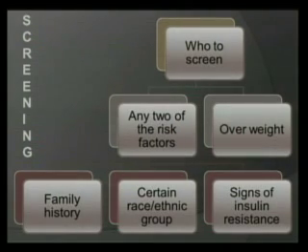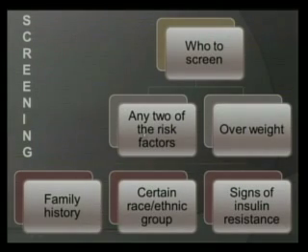Now let's talk about screening. ADA recommends screening children who are overweight, defined as BMI more than the 85th percentile for age and sex, weight for height more than the 85th percentile. So overweight children, or anyone who has two of the following risk factors: a family history of type 2 diabetes in first or second degree relatives; belonging to certain races or ethnic groups like Native Americans, African Americans, Hispanics, Asians, or Pacific Islanders; or having signs of insulin resistance or conditions associated with insulin resistance like acanthosis, polycystic ovarian syndrome, dyslipidemia, or hypertension.